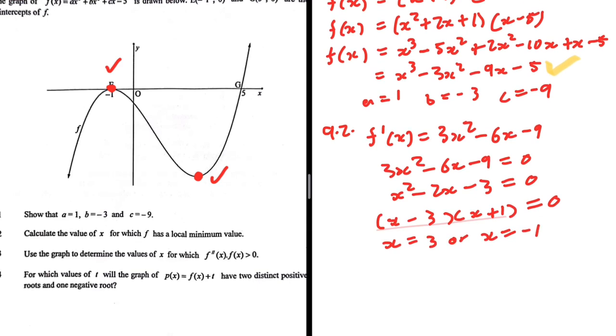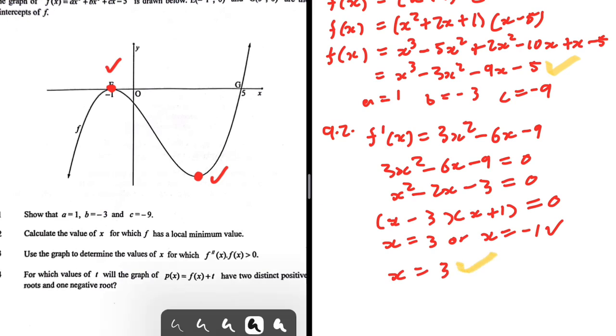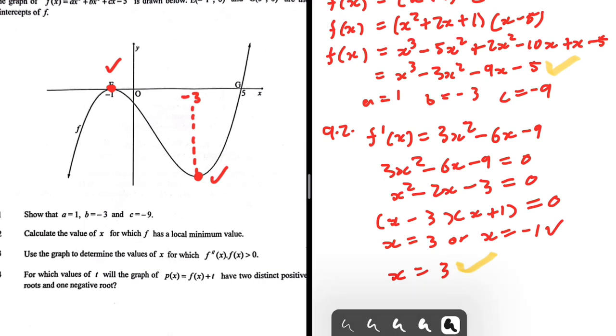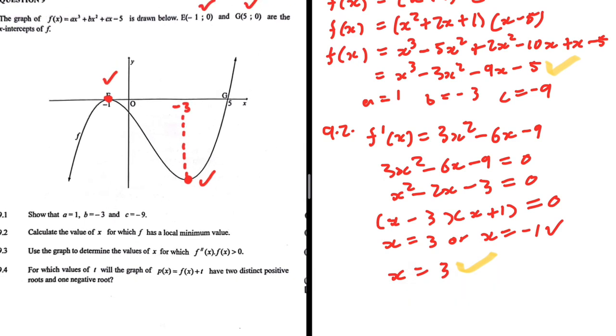We know that x is equals to minus 1 at the maximum. So at the minimum, x is equals to 3. This is what we are looking for. This is the x value at the minimum. So here we have minus 3 at the local minimum. So right, that is how you can find the x values at the local maximum and minimum.